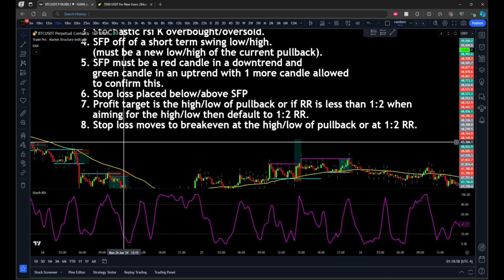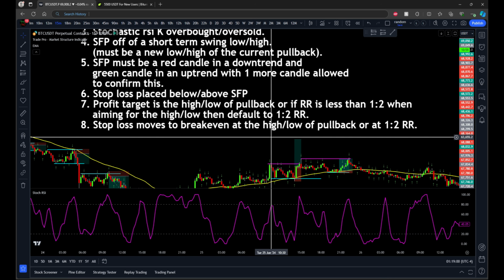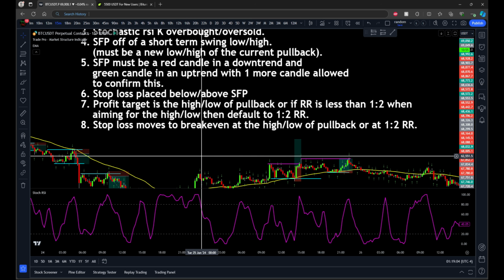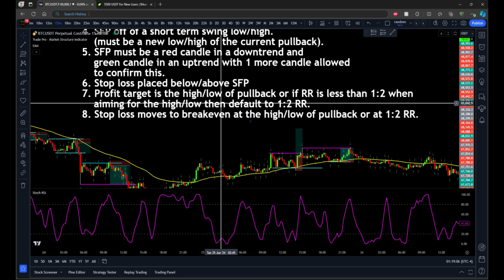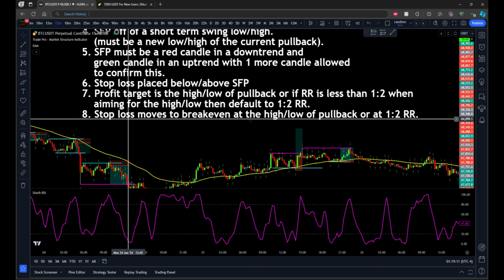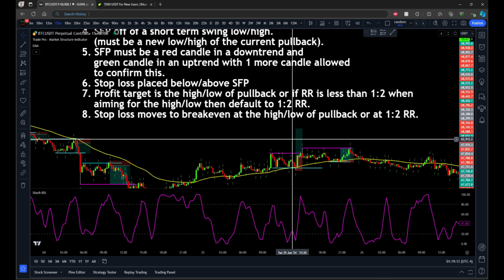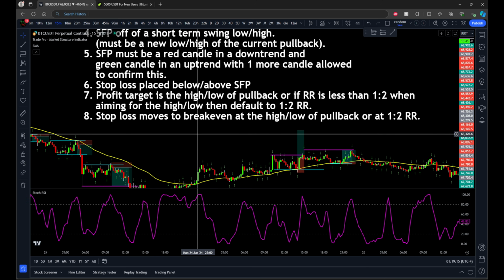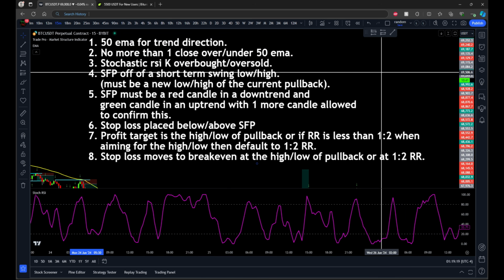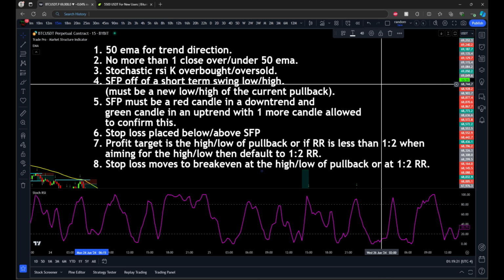And then stop loss moves to break even at the high or low of the pullback, or at a 1 to 2 risk to reward ratio. Okay. So depending on what happens here with the risk to reward ratio, then it's going to kind of determine what happens with our break-even stop loss, as I went over with the scenarios, showing both types of scenarios in these examples. So hopefully it all makes sense. It's all fully rules-based, repeatable, and back-testable.